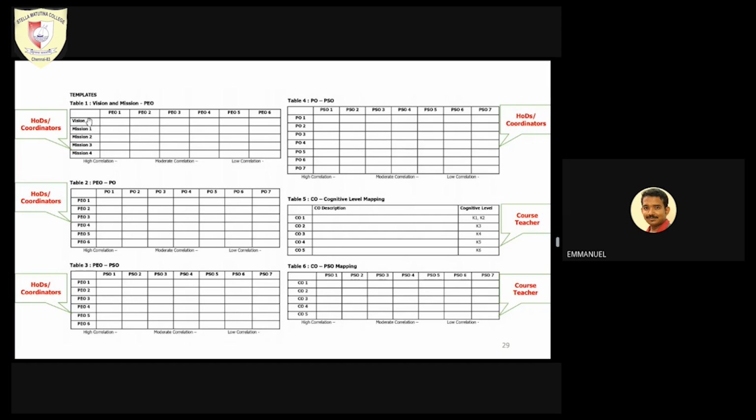Similarly, how does the vision of the college match with the second statement of program educational objectives? If it is moderately okay, give 2. If it is thoroughly okay, then you could give a 3 also.